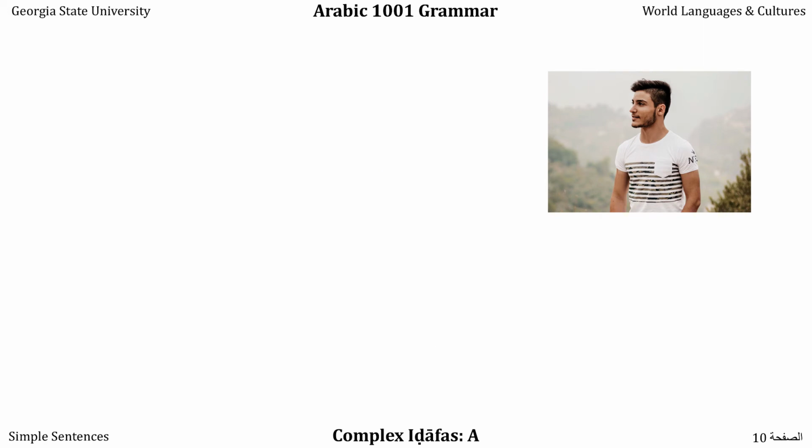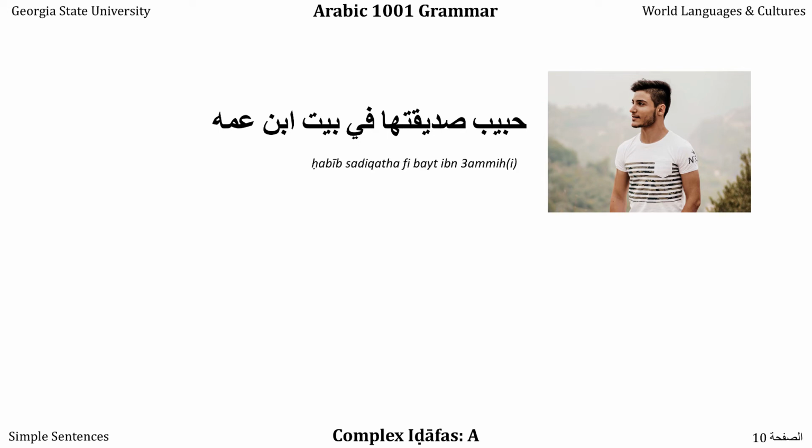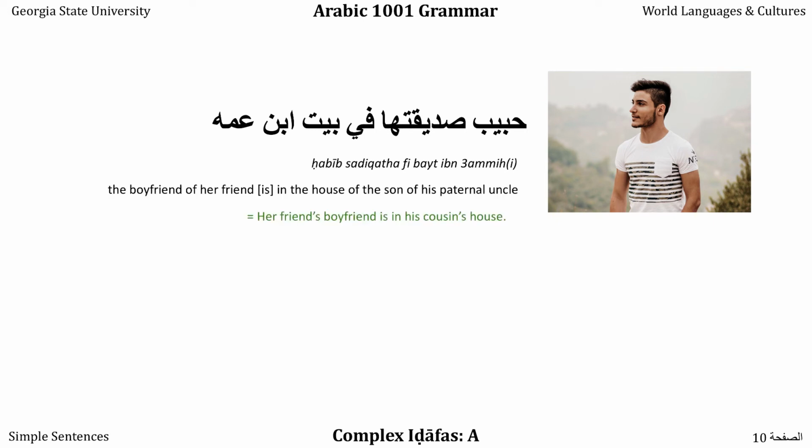One place where it's very common to see multiple word idafas is when we're talking about relatives or personal relationships. So we can say Habib Sadiqatiha fi Beit Ibn Ammihi, the boyfriend of her friend is in the house of the son of his paternal uncle, which is a big old mouthful in direct translation, but in real English comes off as her friend's boyfriend is in his cousin's house.